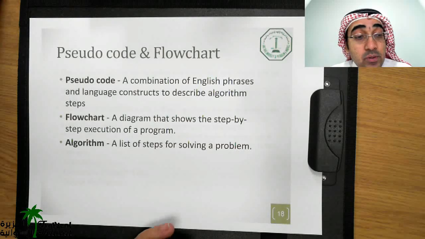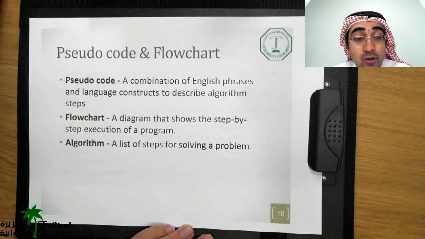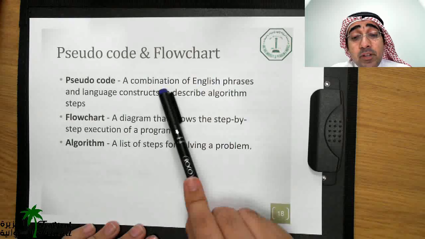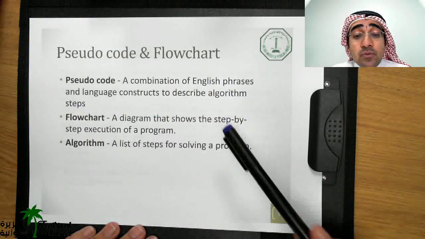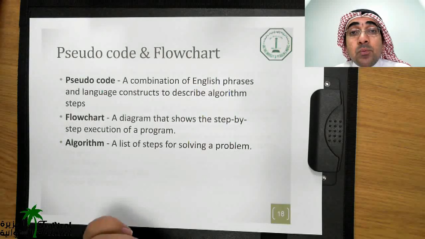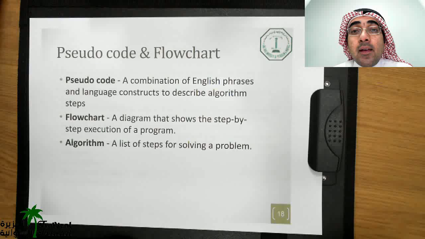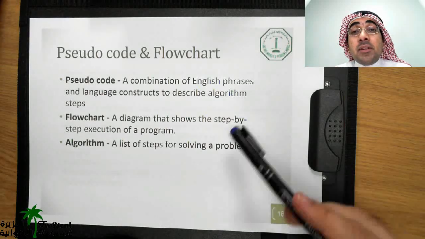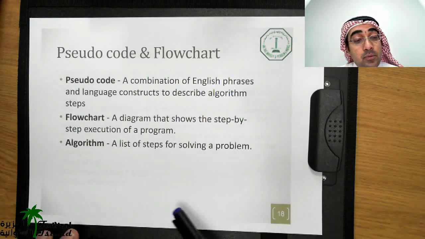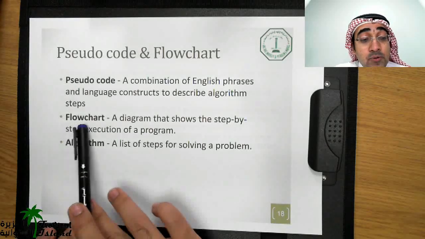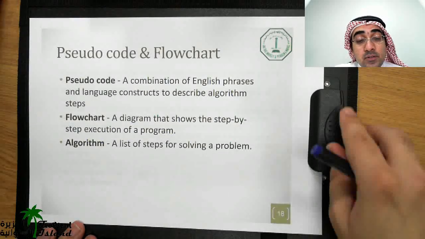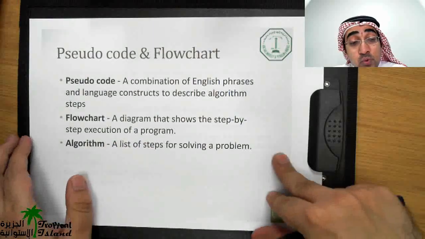Now, the last thing in this class that we're going to discuss is pseudocode and flowcharts. Let's define pseudocode. Pseudocode is a combination of English phrases and language constructs to describe an algorithm's steps. It's basically something that we write in English to help us understand what the problem is and how we are going to go from the input to the output of the program. A flowchart is a diagram that shows the step-by-step execution of a program, and an algorithm is a list of steps solving a problem. I'll go over each one in detail.